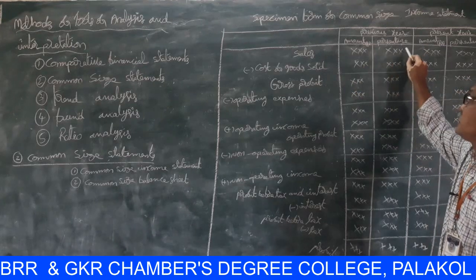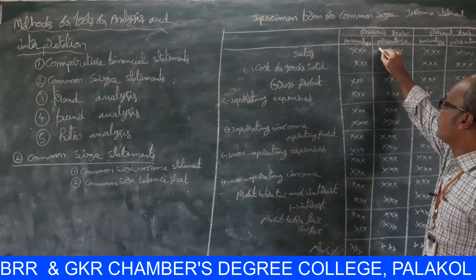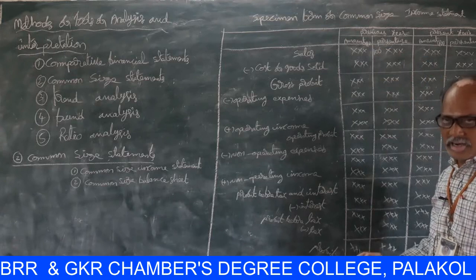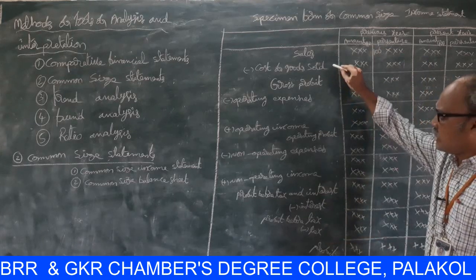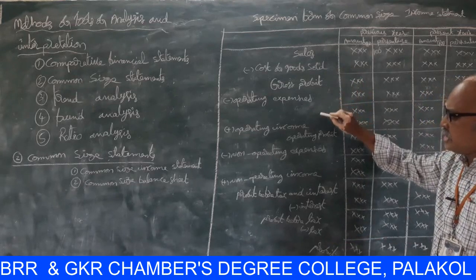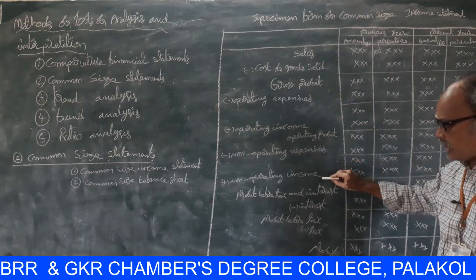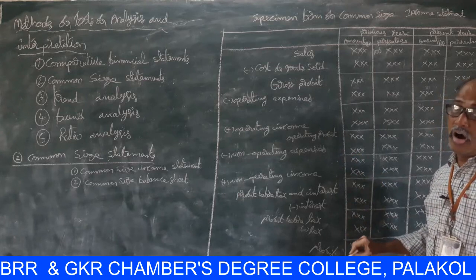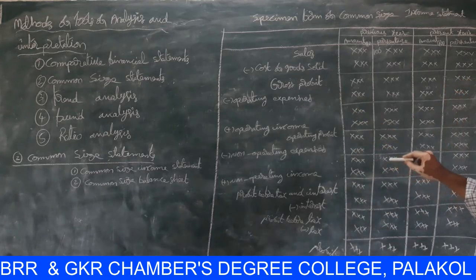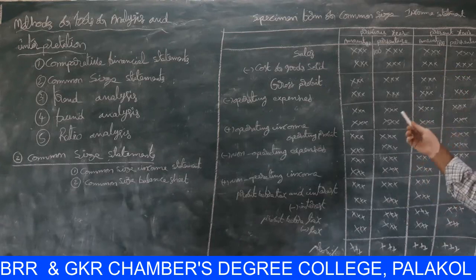So here the most important point in common size statement is: sales figure is assumed as 100. And all the other items, that means cost of goods sold, operating expenses, operating income, non-operating expenses, non-operating income, interest and tax, are shown as a percentage of sales.